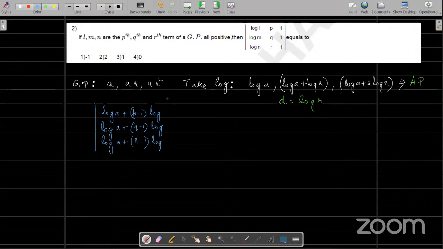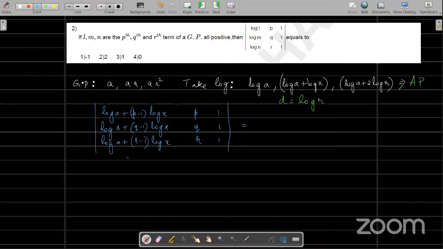L, M and P, Q, R are done. So let me call it X. Okay, X is the common ratio. A is the first term in that. Then the next column, which is P, Q and R. And then the last column, 1, 1, 1.